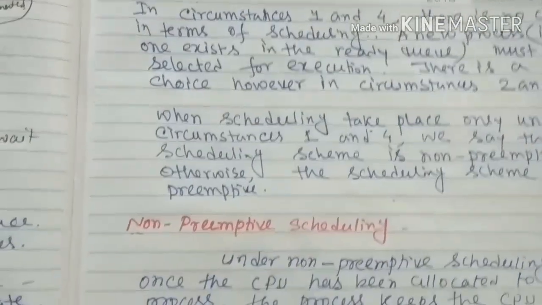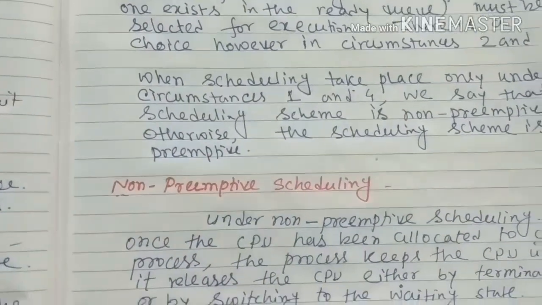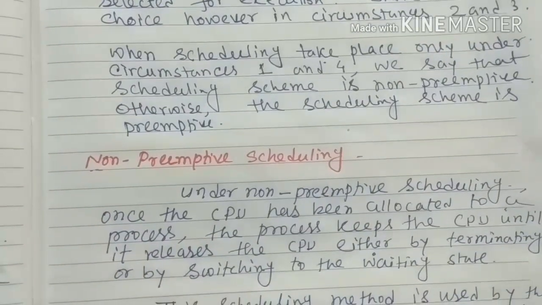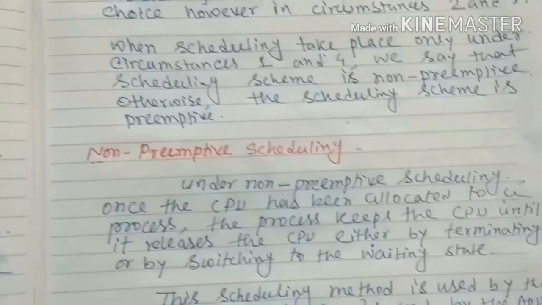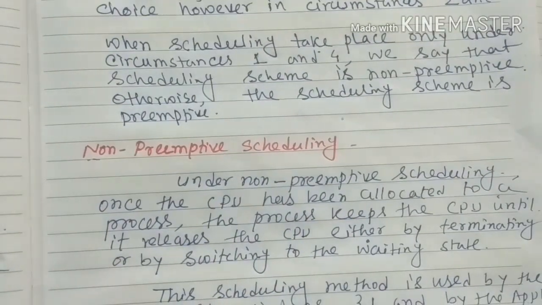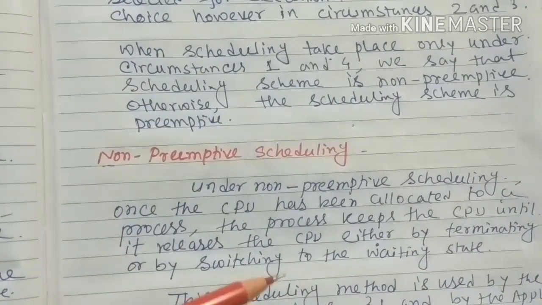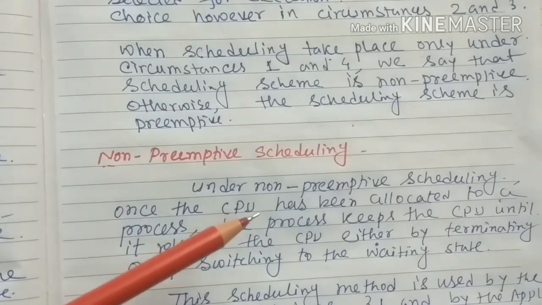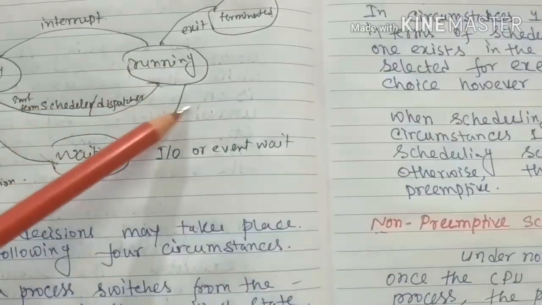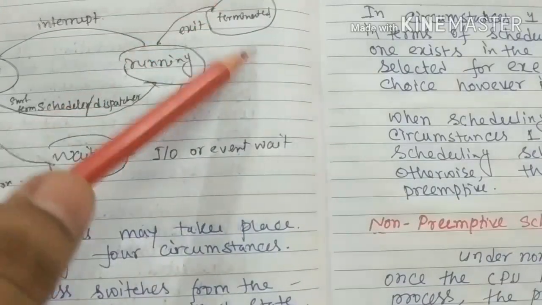Now let us see the definition of non-preemptive scheduling. Under non-preemptive scheduling, once the CPU has been allocated to a process, the process keeps the CPU until it releases the CPU, either by terminating or by switching to the waiting state.